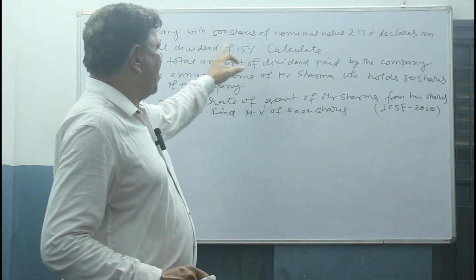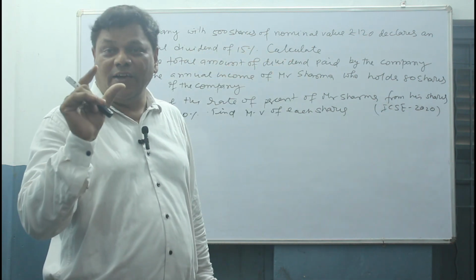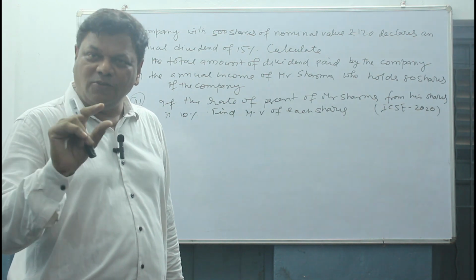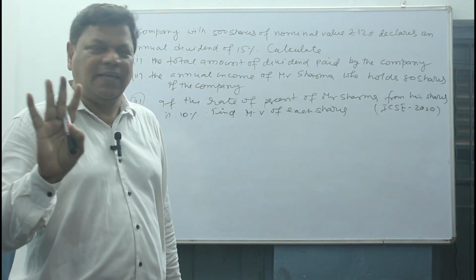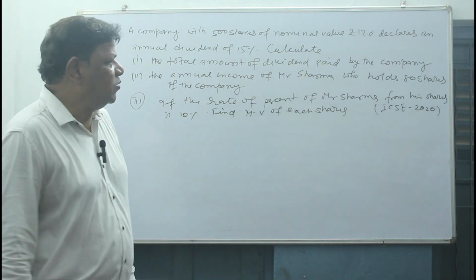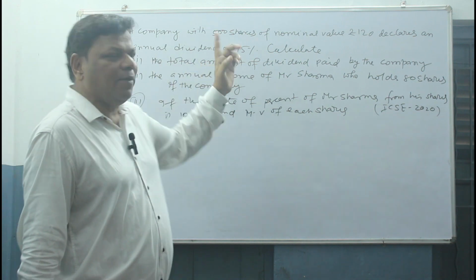A company with 500 shares of nominal value, or new term, you have done face value. Remember that face value, nominal value, par value, same meaning. So nominal value which is 120, that is the face value. Declares annual dividend of 15%.